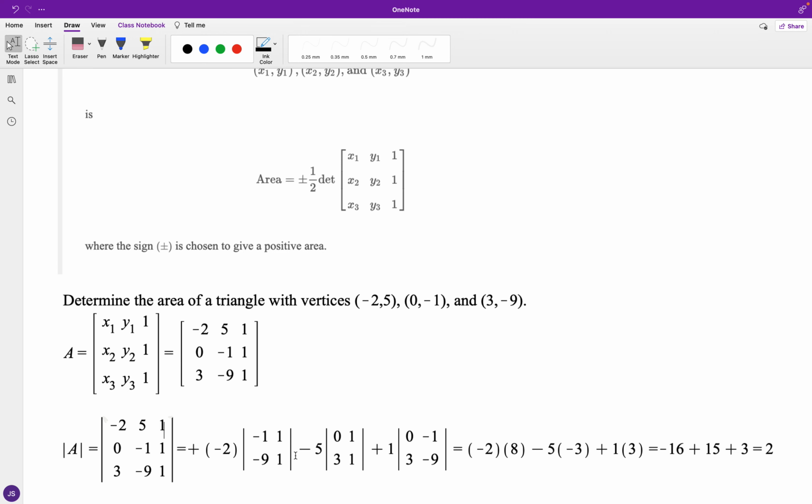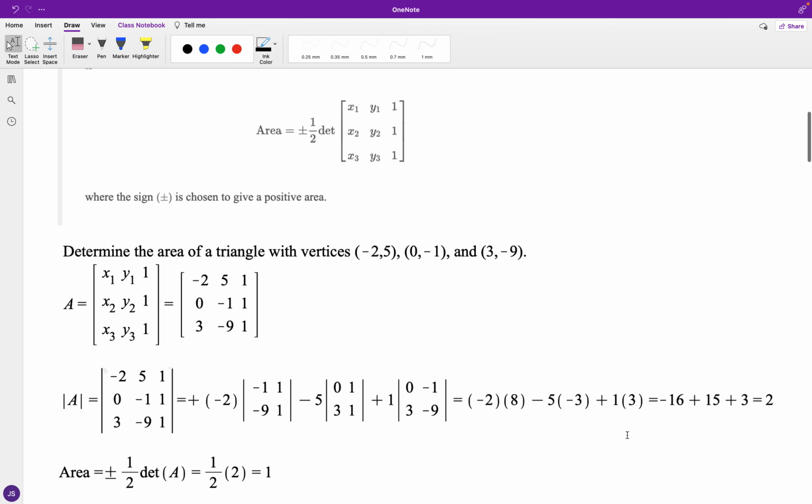In the follow through, we have -2 times the determinant of the first 2 by 2 array, which is 8. Then we have -5 times the next determinant, which is -3. And then we have +1 times the last of the 2 by 2 determinant values, which is 3. And we have -16, plus 15, plus 3, which is equal to 2. So that is the value of the determinant of A.